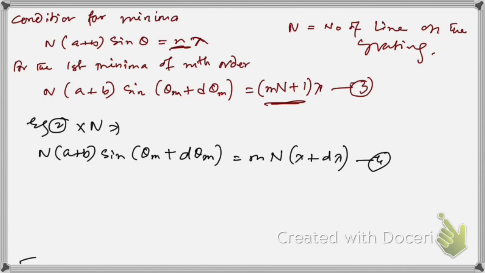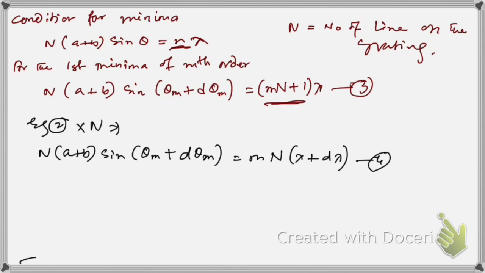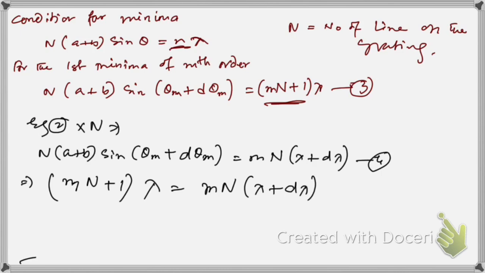Now comparing these two equations, 3 and 4, you can replace this left hand side by this result, because the left hand side of both equations are the same. So then what you can write, m capital N plus 1 lambda is equal to m capital N lambda plus d lambda. That's what we're going to get, right?